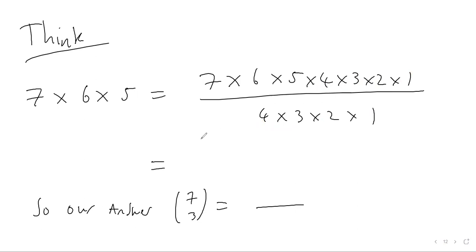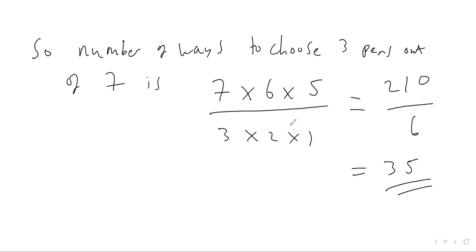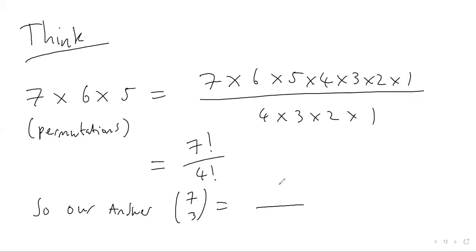So what is this? On the top, this is 7 factorial. And on the bottom, this is 4 factorial. So the number of permutations was 7 factorial over 4 factorial, but we wanted the number of combinations. So we had to divide our answer by this 3 factorial here, didn't we? So remember, this on the bottom was 3 factorial. Let's just make a note of this. So now we want to divide this fraction by 3 factorial. So 7 factorial over 4 factorial divided by 3 factorial. Well, that's just going to be 7 factorial over 3 factorial times 4 factorial. So 7 choose 3 in Pascal's triangle is the same as 7 factorial over 3 factorial times 4 factorial on the bottom.